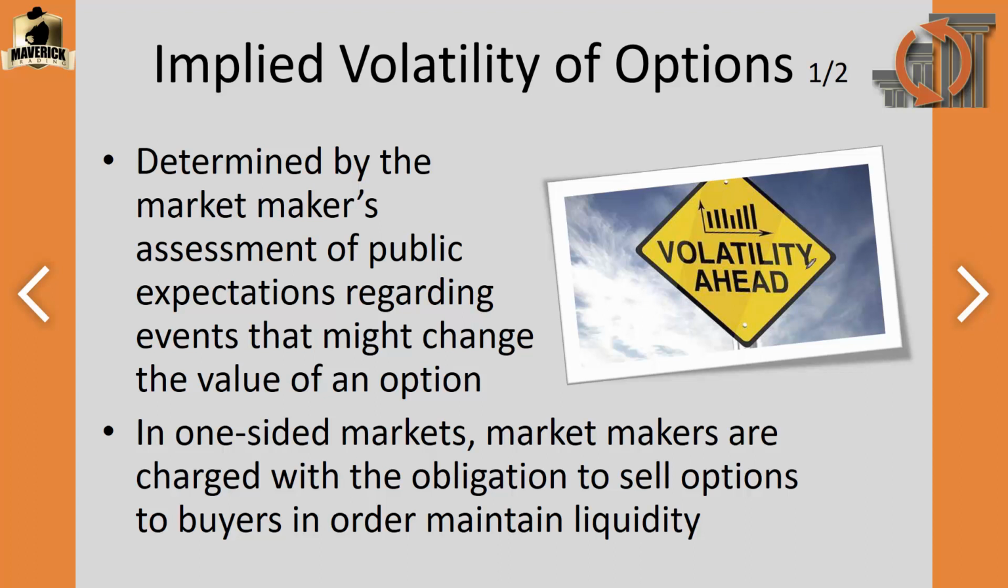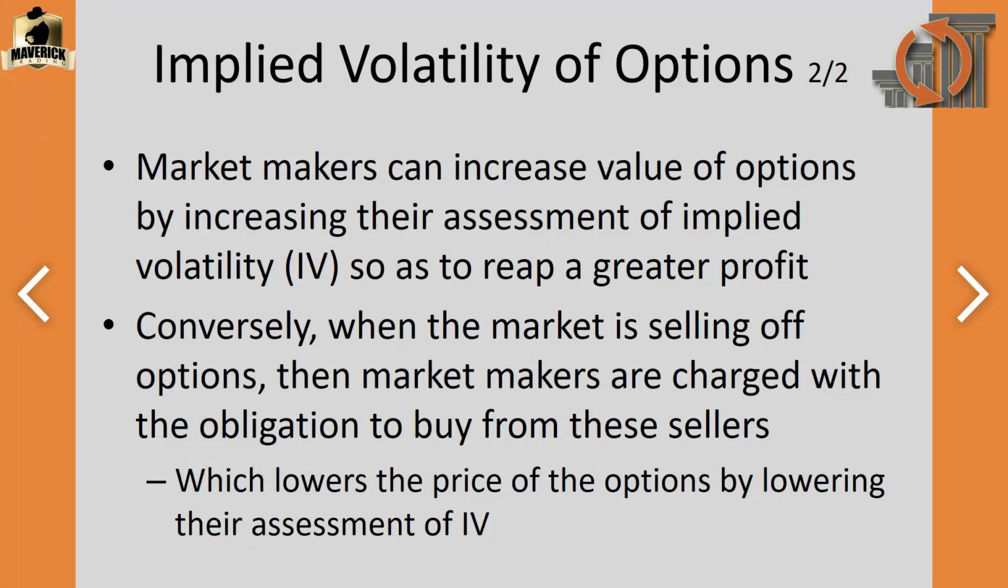In a one-sided market, market makers are charged with the obligation to sell options to buyers in order to maintain liquidity, or vice versa. Market makers can be forced to sell or to buy, depending on the market, the orders that are coming in. Market makers can increase value of options by increasing their assessment of implied volatility. In other words, if there's aggressive buying happening, the market maker is going to say, okay, I'll demand a higher price and a higher price to keep selling more options.